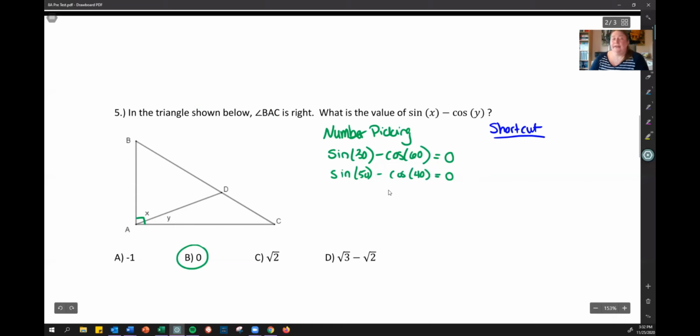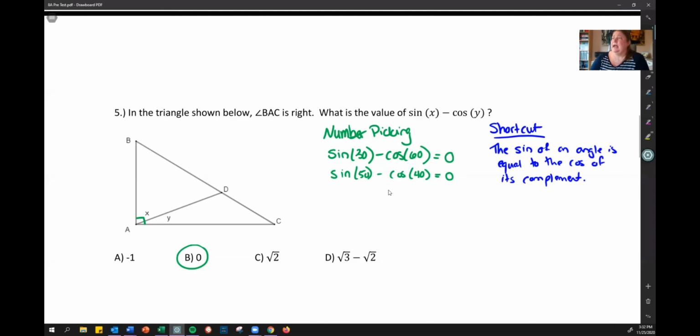There is a theorem in trigonometry that says this: the sine of an angle is equal to the cosine of its complement. What this means is if you have two angles that together add up to 90 degrees, and x and y do add up to 90 degrees, and we know that because of the statement here that we have a right angle, then the sine of x and the cosine of y will be equal to each other.